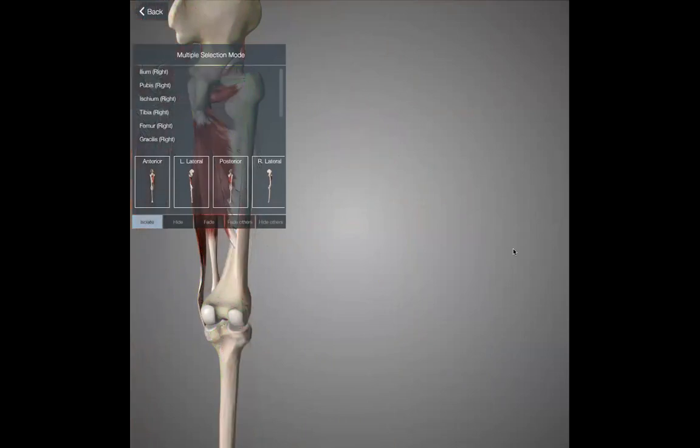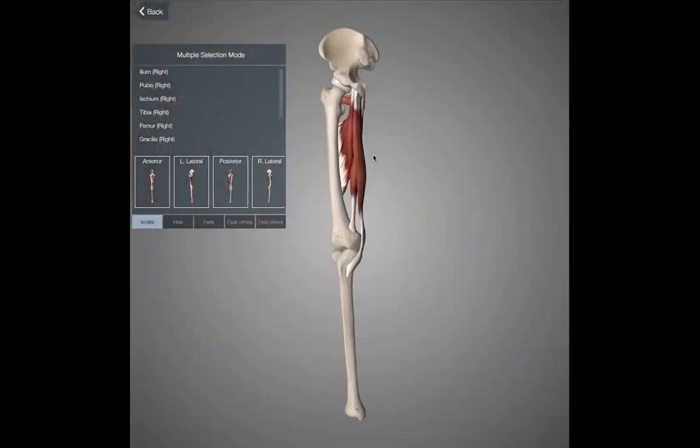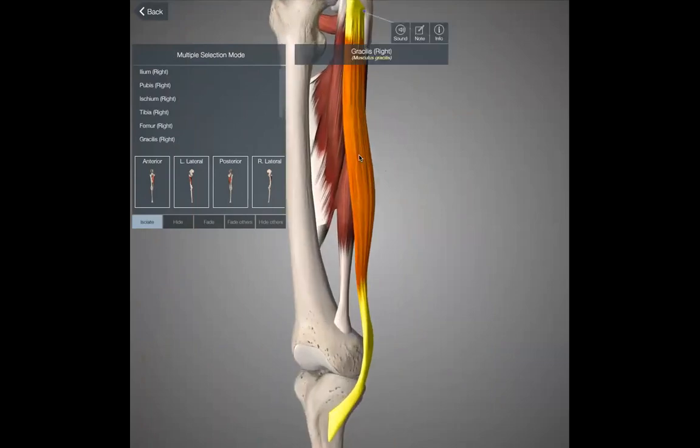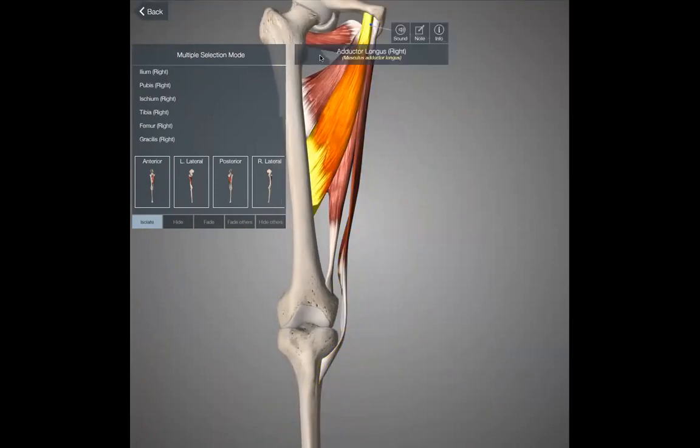The adductor longus is a shorter focus here. You have to isolate those, sorry. The adductor longus, I think it was this one. No, that's the gracilis. Here, I think, yes, that's the one.